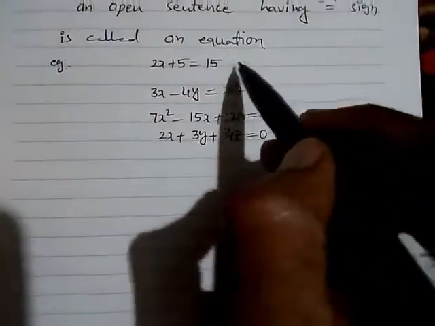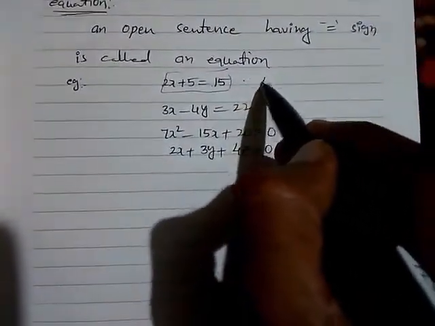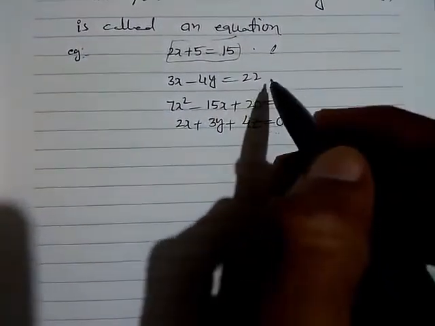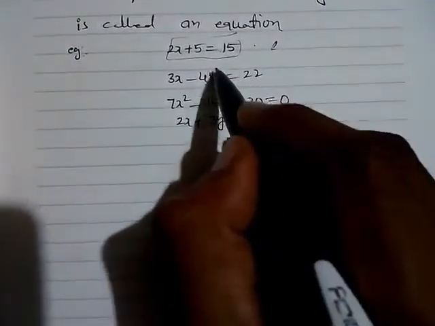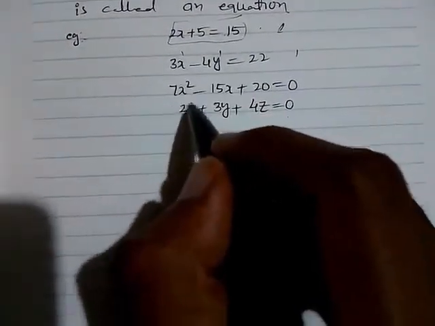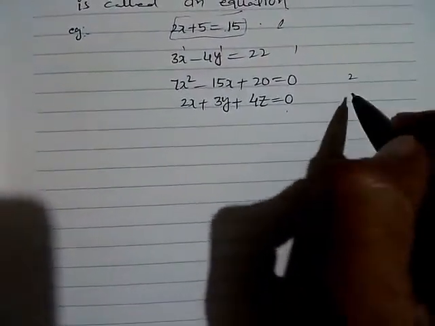Now observe first example. What is the degree of this equation? Degree of this equation is 1. What is the second example? 3x minus 4y is equal to 22. What is the degree of this equation? This degree also 1. So third example, degree of this equation is 2. Fourth example also, degree of this equation is 1.